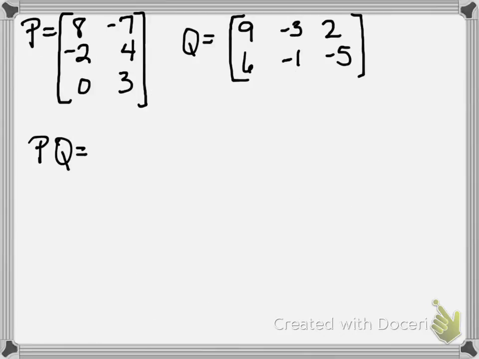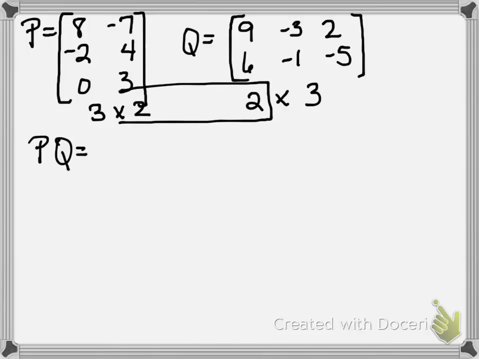If I have P equal to 8, -7, -2, 4, 0, 3, and Q is 9, -3, 2, 6, -1, -5. Let's see if I can multiply these first of all. We do the number of rows by the number of columns, so this is a 3 by 2. This one's a 2 by 3. So look at the middle numbers. They are the same, so I can multiply these. And then I look at these outer numbers to see what my result should end up in.